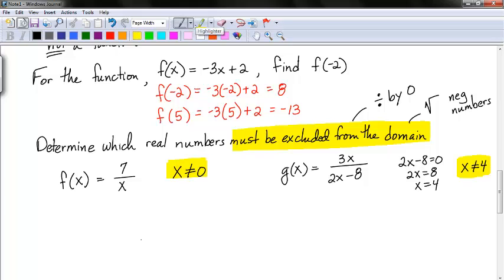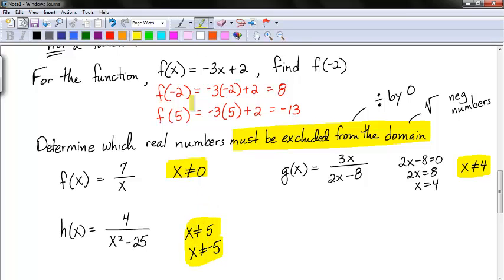If I give you an h of x, say h of x is 4 over x squared minus 25. How would you factor that denominator? Difference of two squares? X plus 5, x minus 5. Or you could set x squared minus 25 equals 0, add 25. So on this one, x can't be 5, and x can't be negative 5. You need both exclusions.